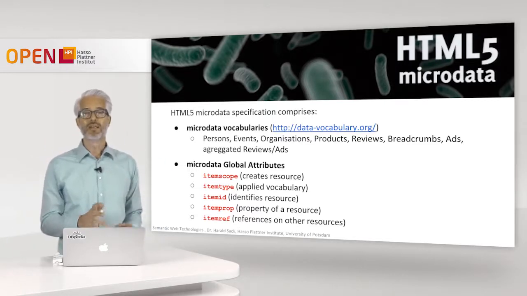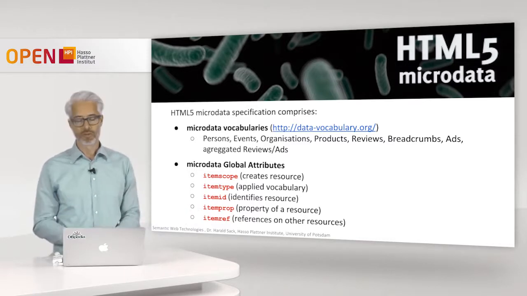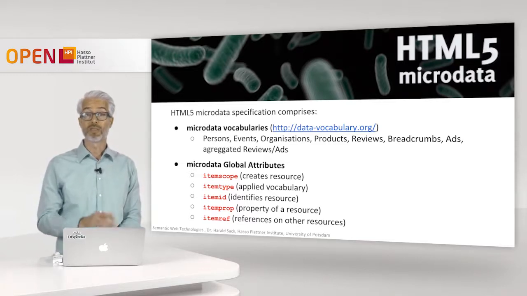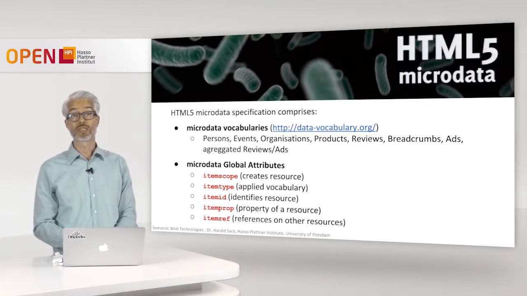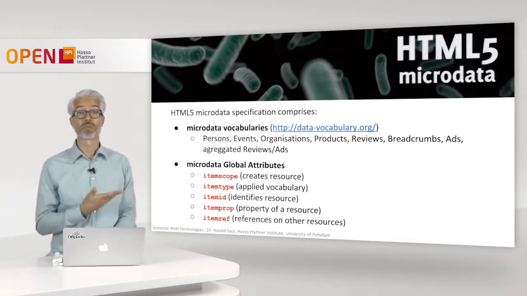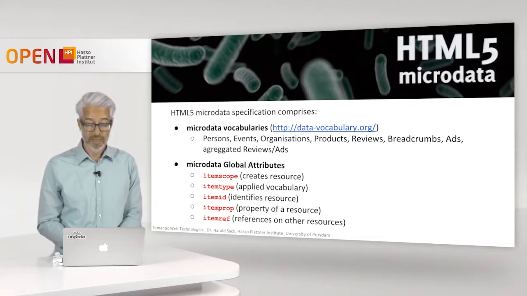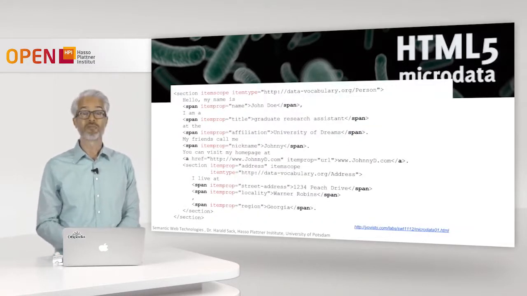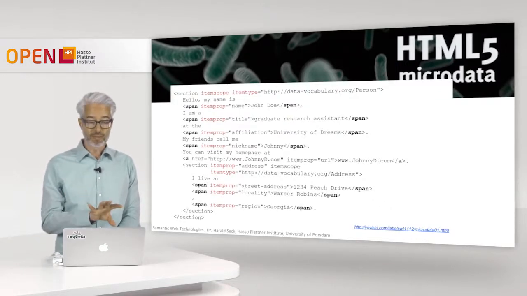So this is really very similar to RDFa. And there exist already a huge number of microdata formats. You can look them up here at datavocabulary.org, and there are vocabularies, for example, for persons, for events, organizations, products, reviews, breadcrumbs, apps, and so on and so on. So there is a lot of vocabulary available. In principle, then it looks like that.